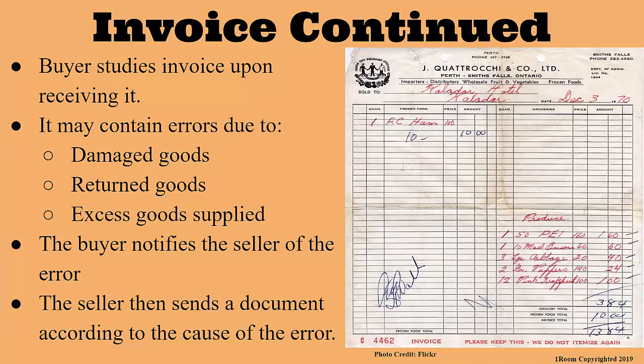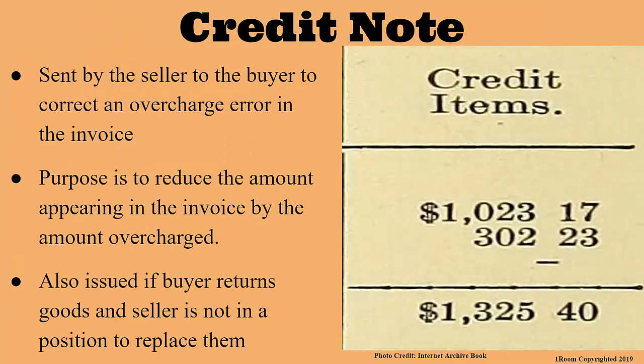Very interesting. Interesting indeed. Remember, we are discussing documents used in home trade. So expect nothing but documents every step of the way. Noted. So the first document is called a credit note, and it is sent by the seller to the buyer to correct an overcharge error in the invoice.